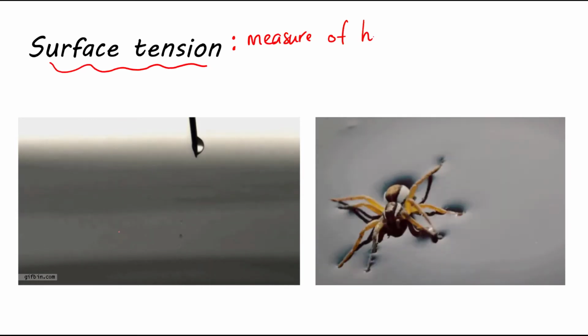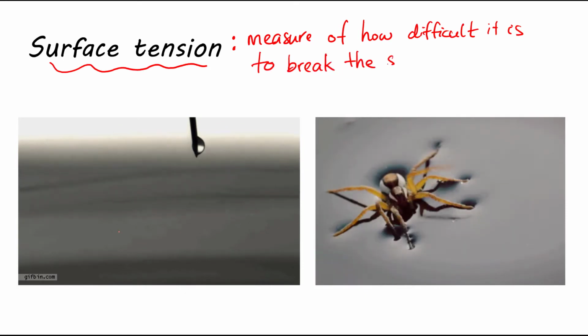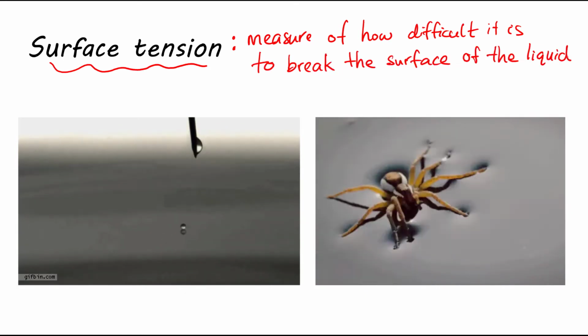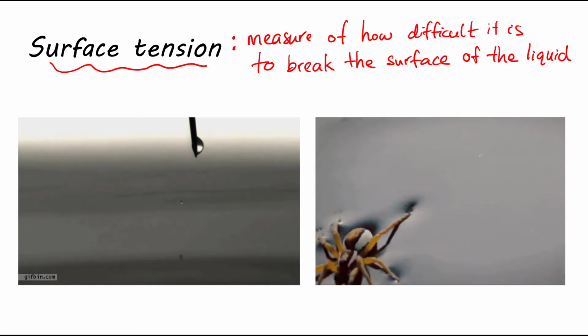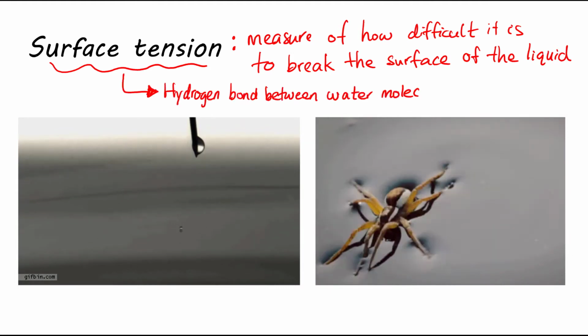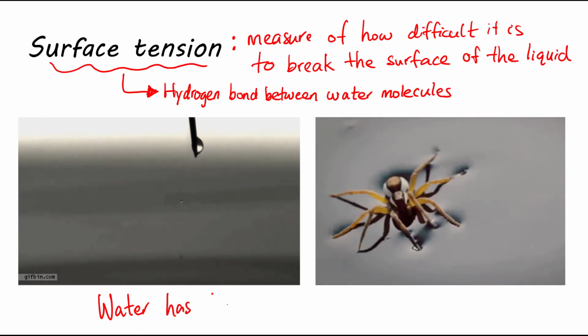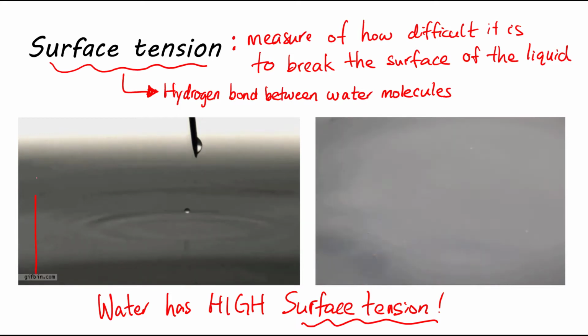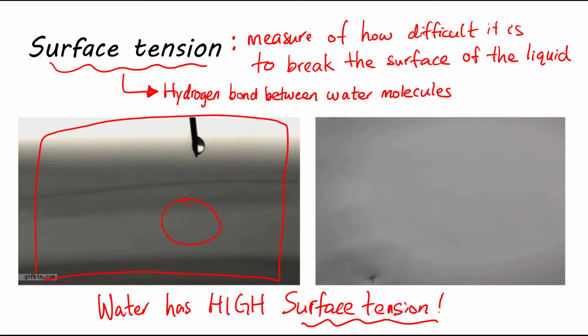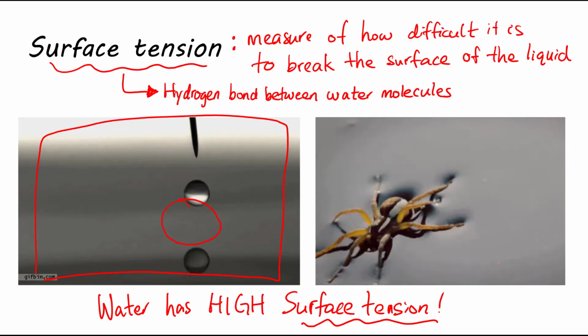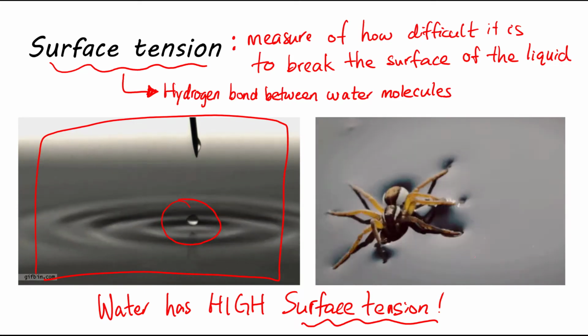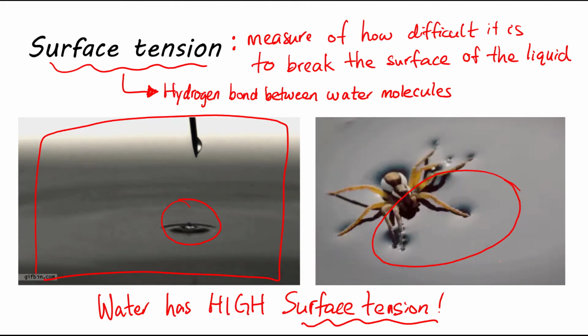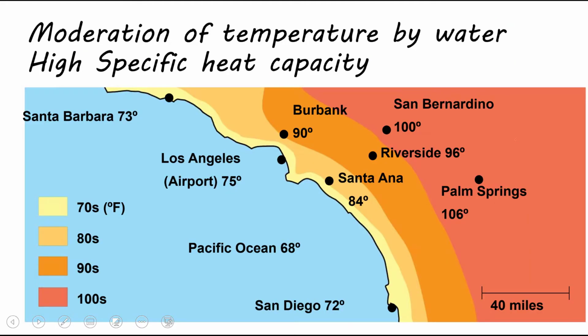Surface tension is a measure of how difficult it is to break the surface of a liquid. Water, because of hydrogen bonds between the water molecules, has an unusually high surface tension. As we can see on the left video, at one moment, the water droplet was not able to break into the surface of water. The high surface tension also allows this raft spider to walk on the surface of the pond without breaking the surface.